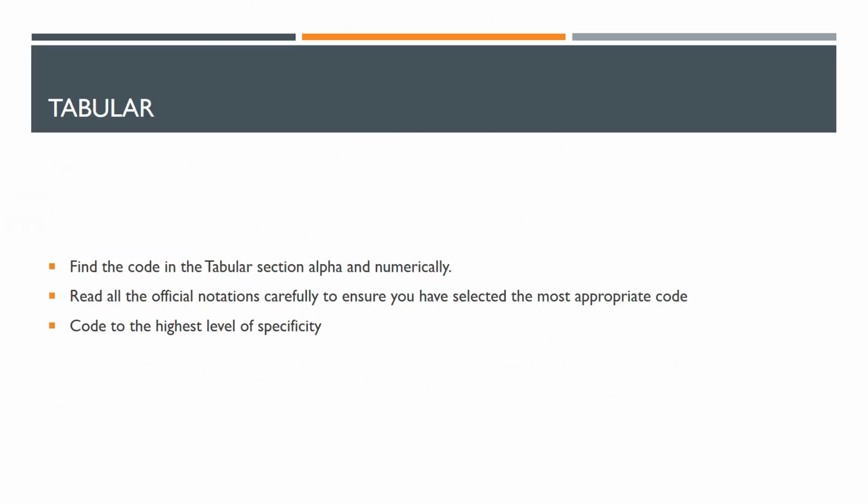Once you find your code in the index, all codes should be verified in the tabular section. This is done to verify you found the correct subterms, to locate the additional characters, and to read the instructional notations associated with that code. The codes are located alpha and numeric in the tabular section. Once you locate it, read all the official notations carefully. These are the ones covered in the earlier notes in this week's module and in this week's chapter.